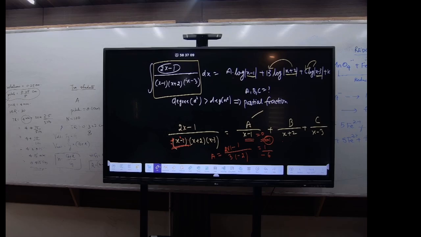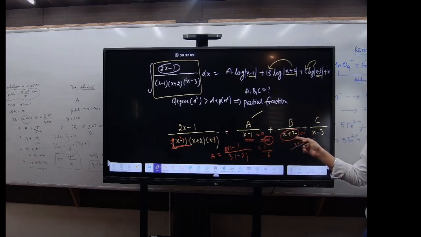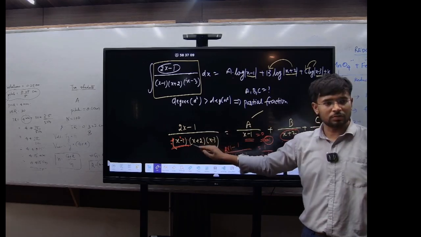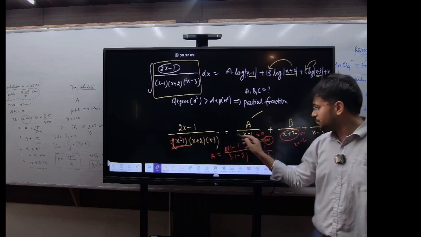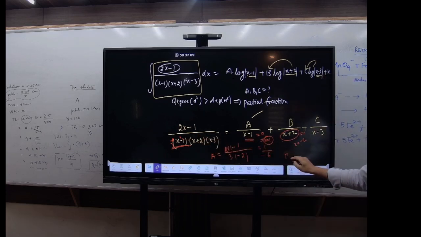Yes or no? What I did? Now how to find B? See here. For B, put this equal to 0, find the value of x. Now this minus 2, you have to put it here, but x plus 2 was there, you have to remove this x plus 2. And except all places put minus 2. So what is the value of B?